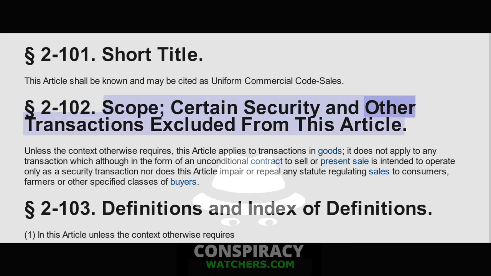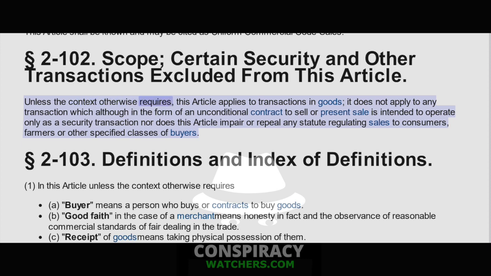Certain security and other transactions excluded from this article. Unless the context otherwise requires, this article applies to transactions in goods. It does not apply to any transaction which, although in the form of an unconditional contract to sell or present sale, is intended to operate only as a security transaction, nor does this article impair or repeal any statute regulating sales to consumers, farmers or other specified classes of buyers.